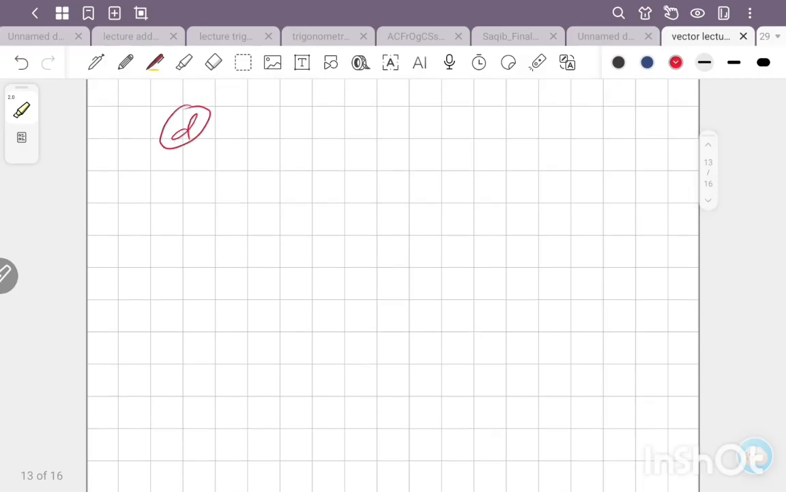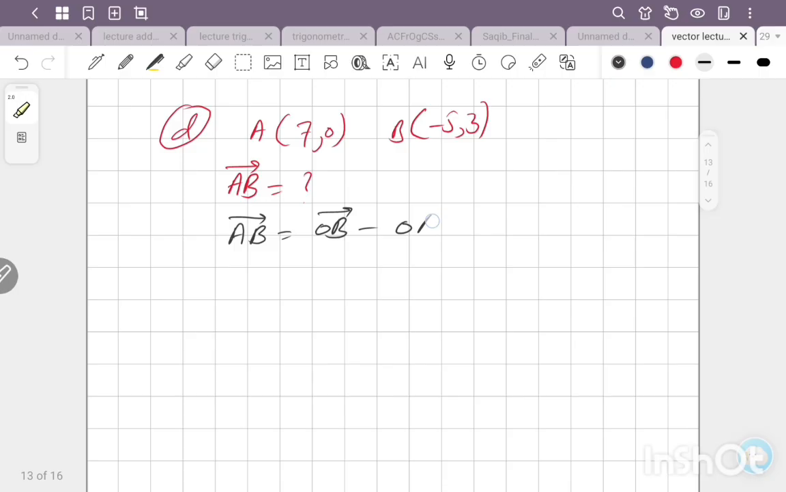So what's part D of question number 1? A is (7, 0), B is (minus 5, 3). Now write its position vector. What's the position vector? We know that we can write it in this form, OB minus OA.